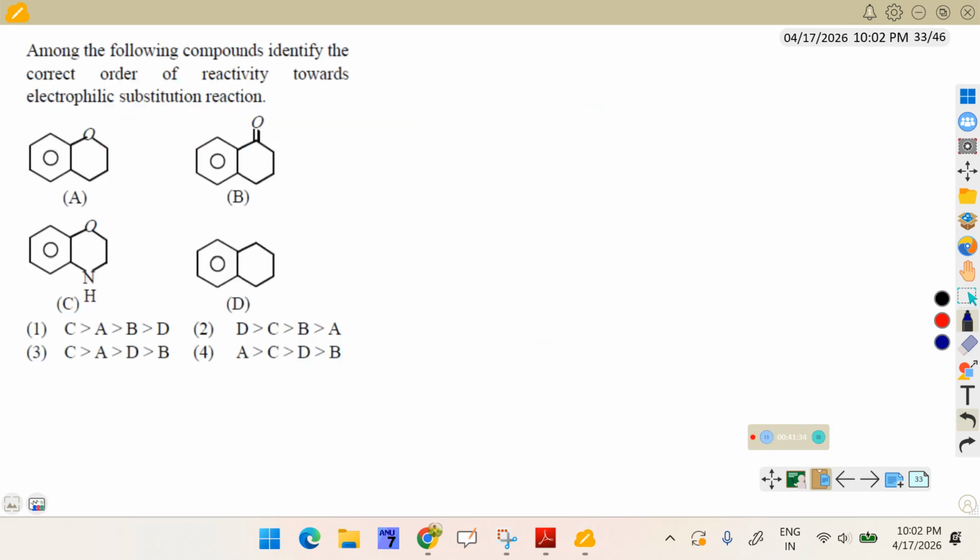Among the following compounds, identify the correct order of reactivity towards electrophilic substitution reaction.